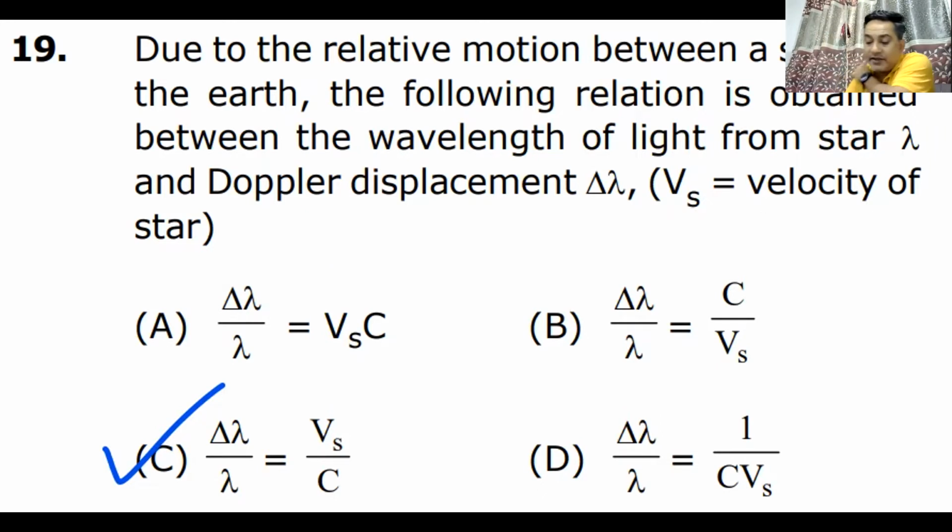Delta lambda by lambda is Vs by c. Vs, velocity of star, will always be in the numerator and the speed of light will always be in the denominator. Therefore, the apparent shift will be very, very small because the speed of light is 3 into 10 raised to the power 8 meter per second. Do we understand this? Well, then that is the formula for apparent shift.